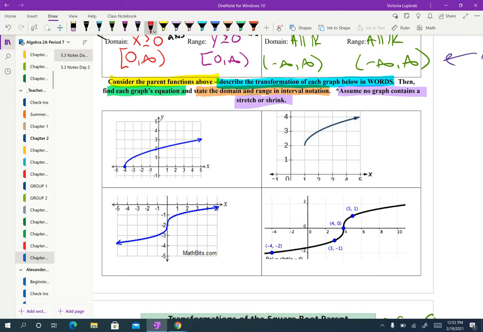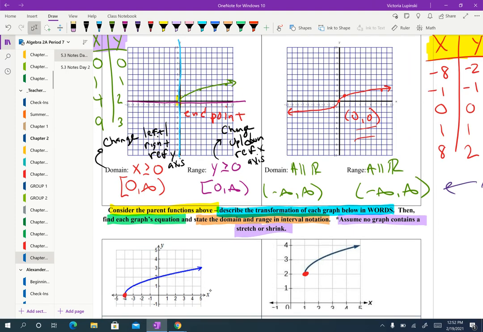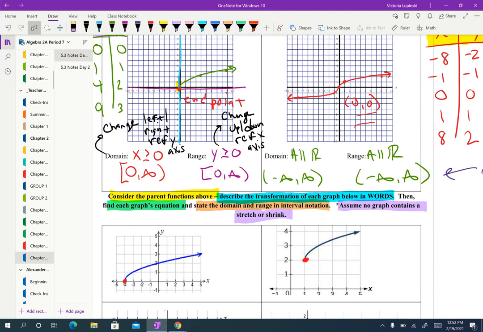So the best way to start those is to identify that endpoint. If you go back to the original, consider the point 0, 0. If you can follow where that point 0, 0 went, then you can identify the transformation. So here in the first one, it appears as though the endpoint moved 4 to the left. So I'm going to say that the transformation in words is left 4.